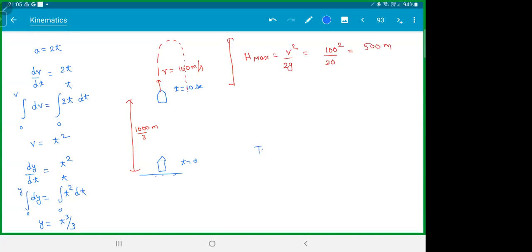So the total height from the ground would be 1,000 by 3 plus 500. That would be 2,500 by 3 meters. That's your answer.